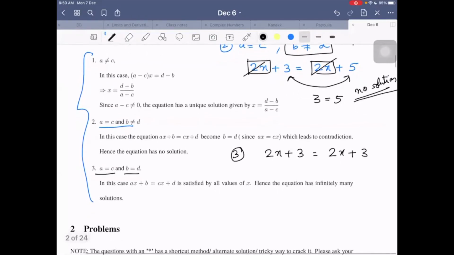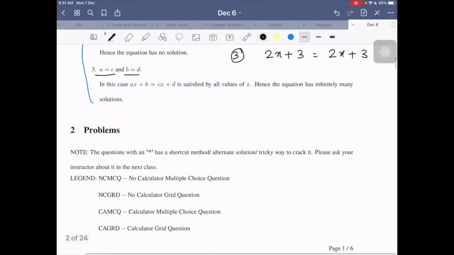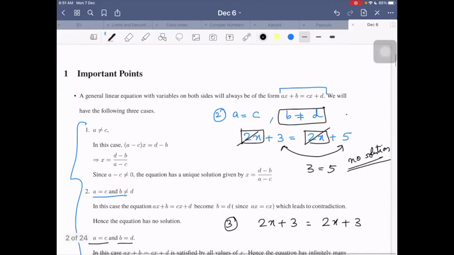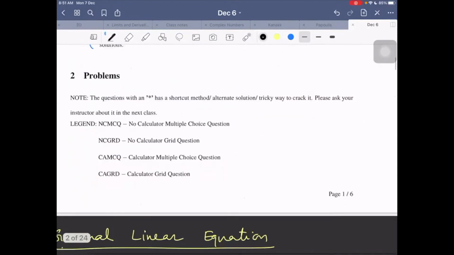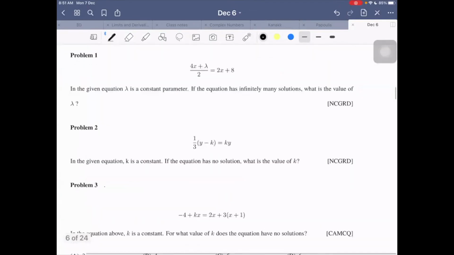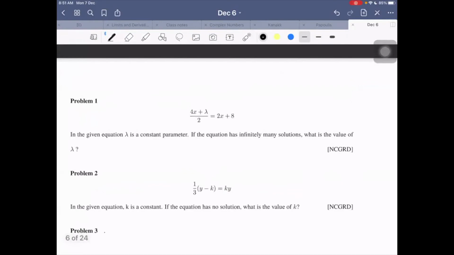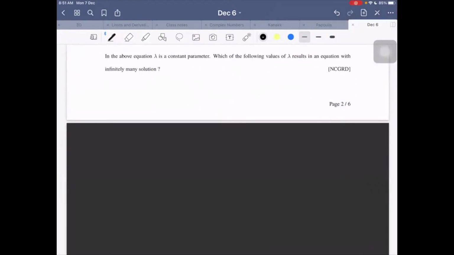Yes, cool. Now, shall we go to the questions quickly? So these three cases are clear, right? Now let's see the questions. First question. Question number 1.